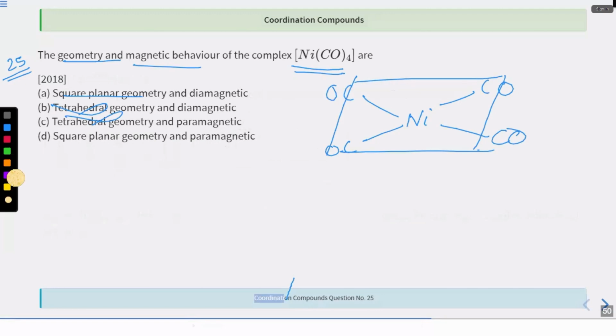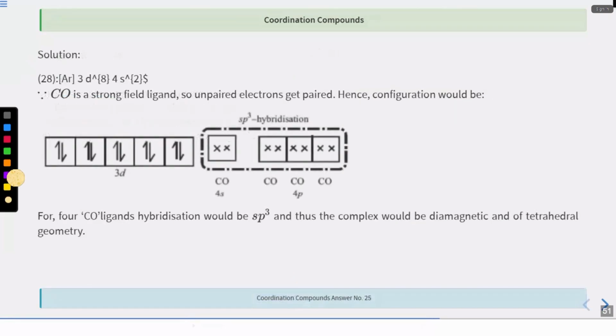It is not square planar. I am wrong, I guess, here, because it is showing tetrahedral. So let me check it once. Okay, so it is not square planar, it is tetrahedral only, because it takes sp3 hybridization. So it is like this. Ni is represented by atomic number 28. So its electronic configuration is Ar 3d8 4s2.